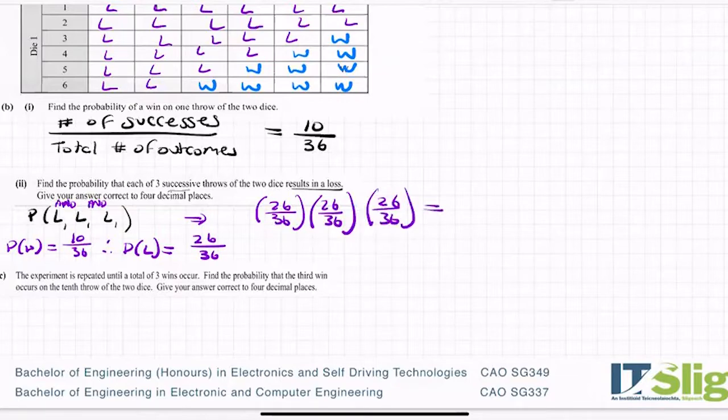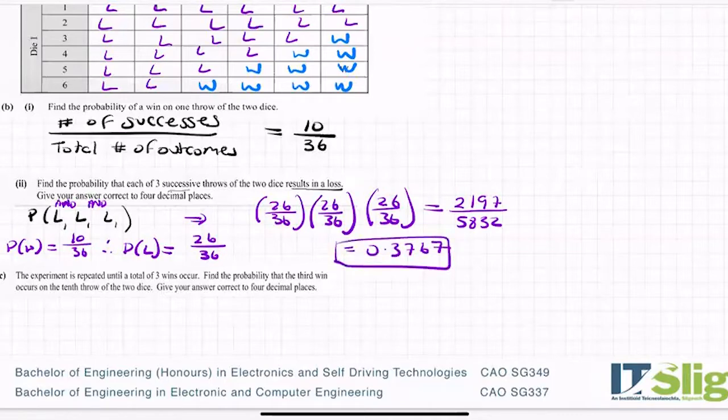Okay, put that into the calculator for yourself. So hit the fraction button, 26 over 36 cubed is how I'm going to put that into the calculator. Give your answer correct to 4 decimal places. So what I've got is 2197 over 5832. And if I hit decimal on that, I am getting 0.3767. Okay. So I hope that was okay.